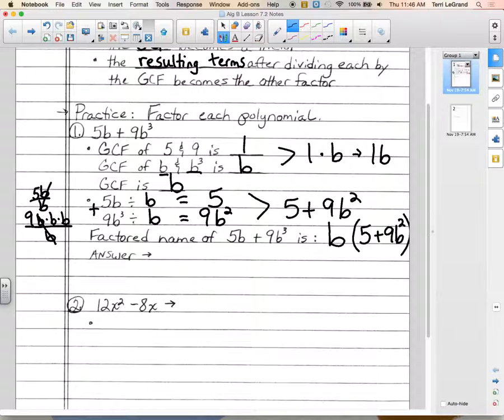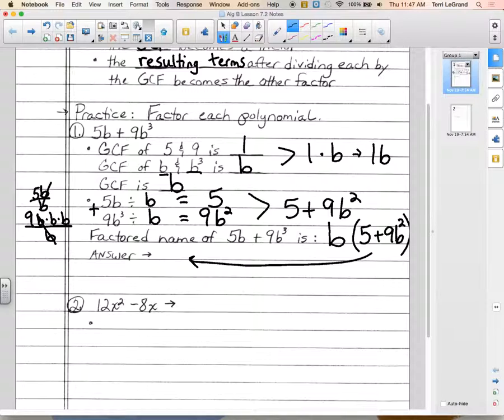Oh, I put a spot for the answer, and then I'm trying to write it off to the side there. This is really where I meant to write it, right here. That's our answer. We have factored the polynomial 5b plus 9b cubed.